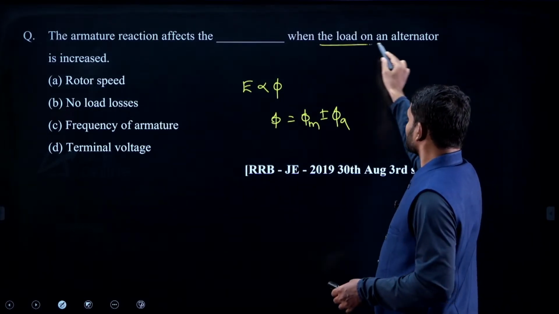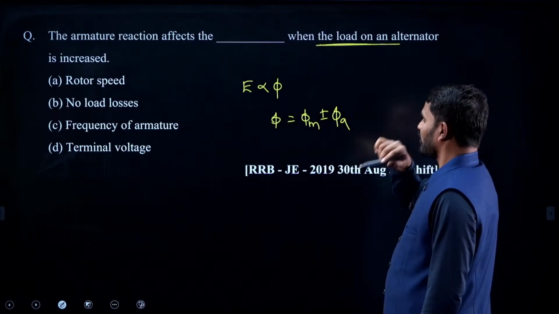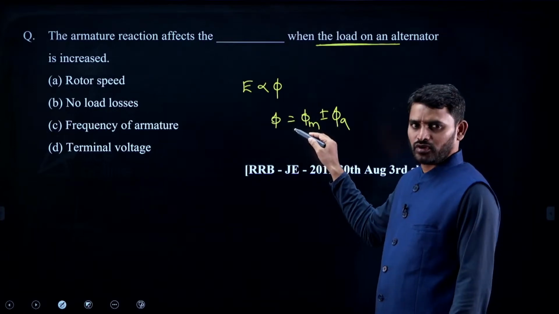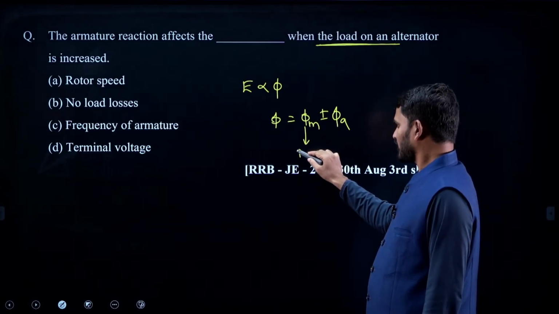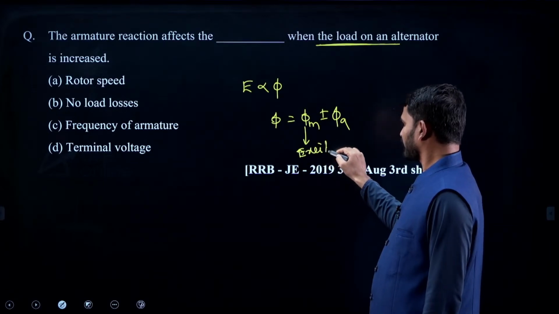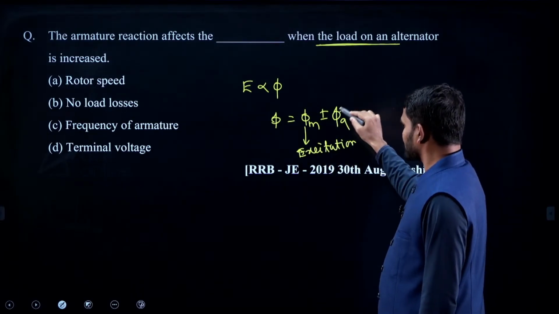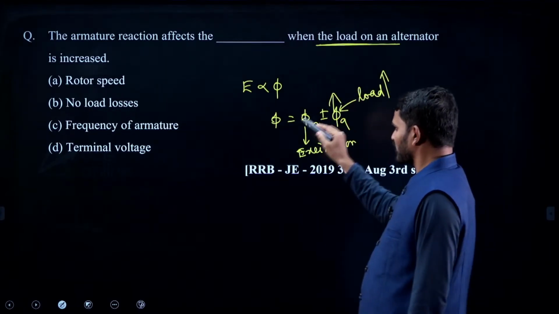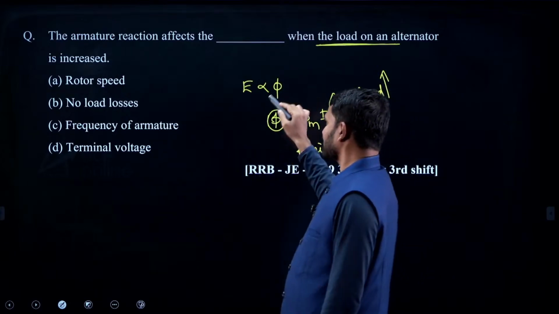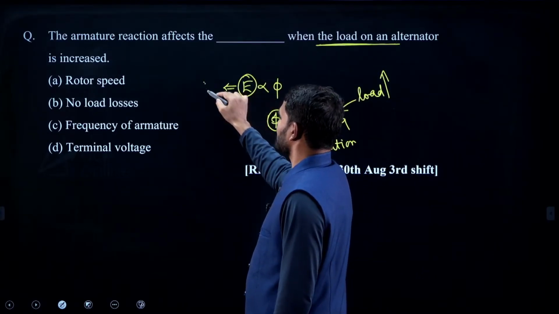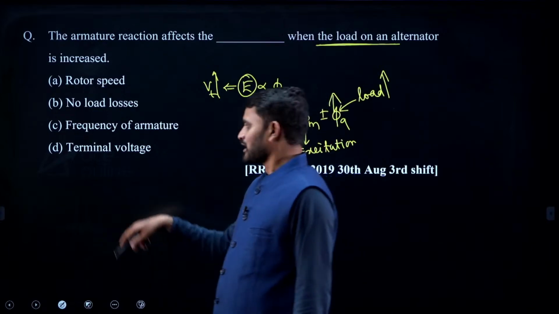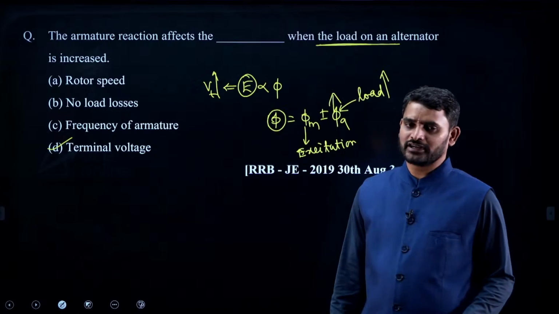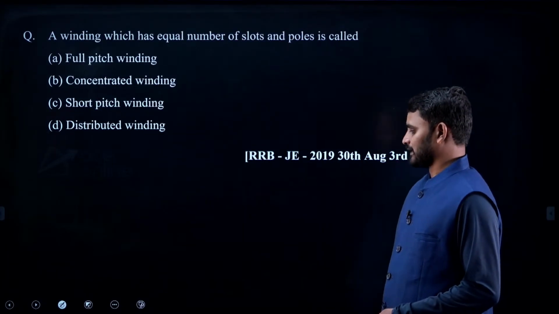You can have different types based on the load nature. When the load on the alternator increases, which flux will change? Will it change the main field flux? No, this depends upon excitation. Armature flux depends upon load, so if the load increases, armature flux increases. This definitely changes the resultant flux. If the resultant flux changes, EMF changes. If the EMF changes, terminal voltage will change. So the terminal voltage is the most affected quantity. Okay. Right. Look at this one.